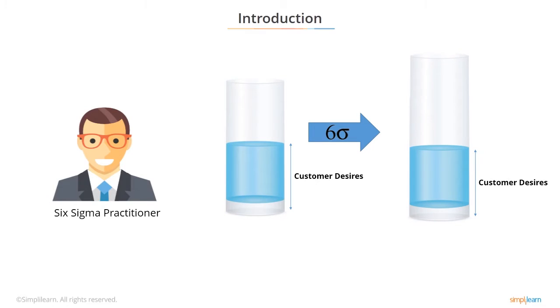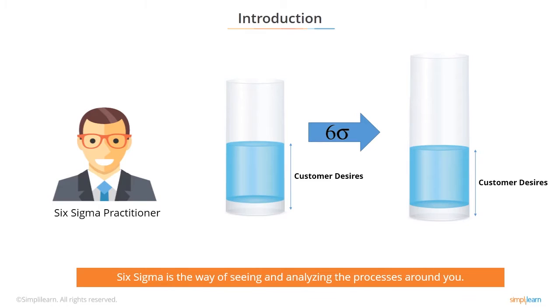As we begin our journey to learn more about Six Sigma, it is important to know that applying Six Sigma is the way of seeing and analyzing the processes around you. We will talk more about what Six Sigma means and how the viewpoint impacts organizations in the screens to come.